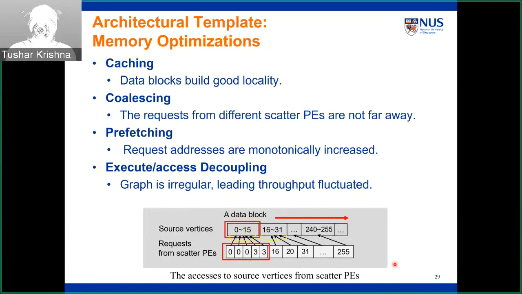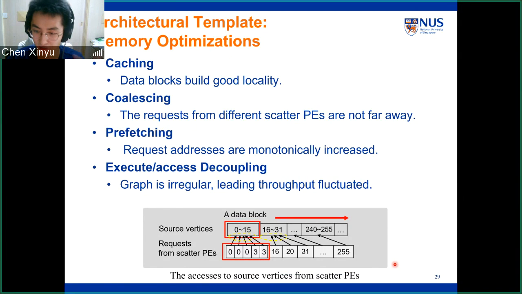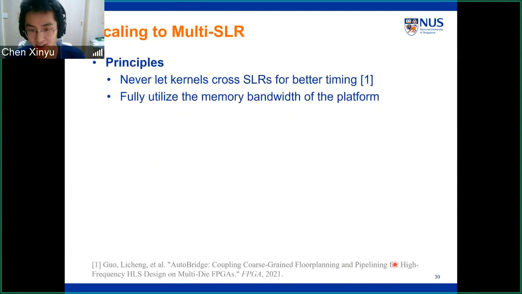So far I have talked about the primitive. We have a template there. It's highly optimized to guarantee high performance, essentially, right? So next, I will introduce how we scale this template to fully utilize the resources of the FPGAs.